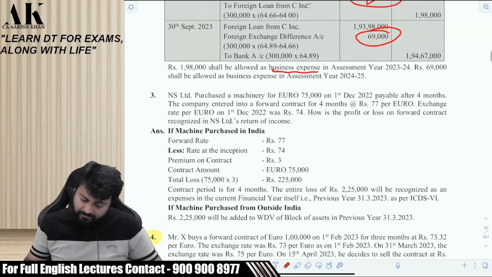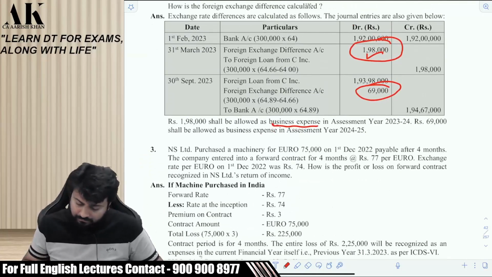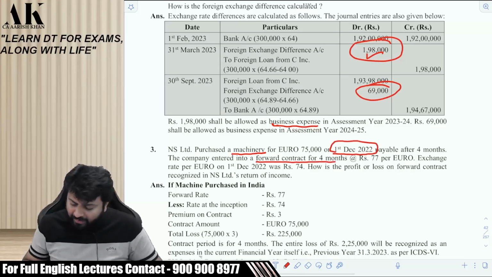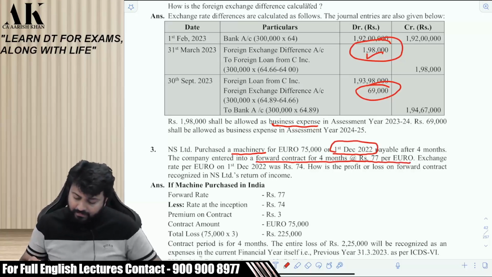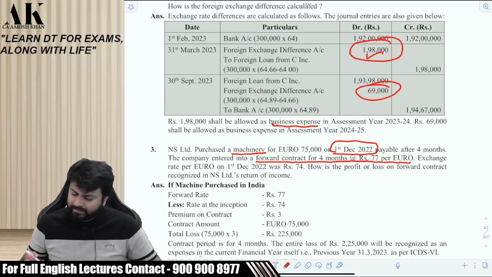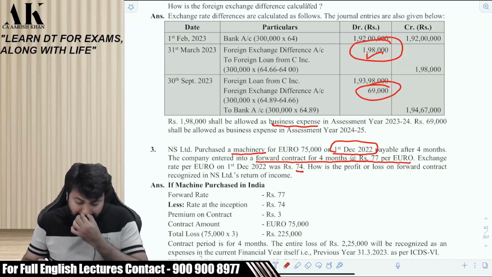Okay, whatever it is. Now coming to question number 3, a good one. Listen carefully to this question. NS Limited purchases machinery, a fixed asset, for euro 75,000 on 1st December 2022, payable after 4 months. The company entered into a forward contract for 4 months at 77. It means the company has to pay 77 irrespective of the actual price. The exchange rate per euro on 1st December was 74. How is the profit or loss on the forward contract recognized in NS Limited's return of income?